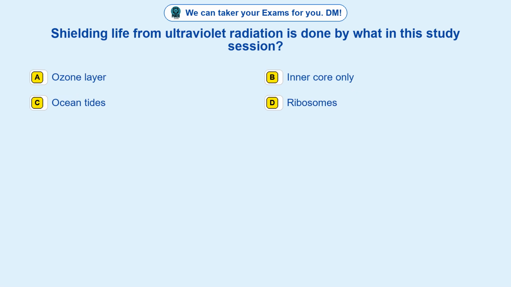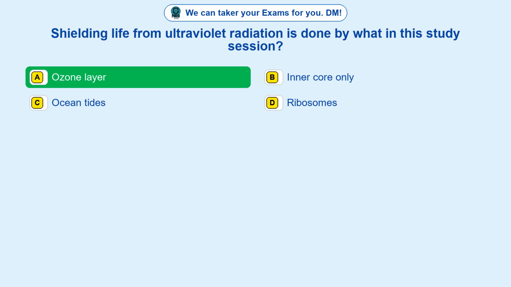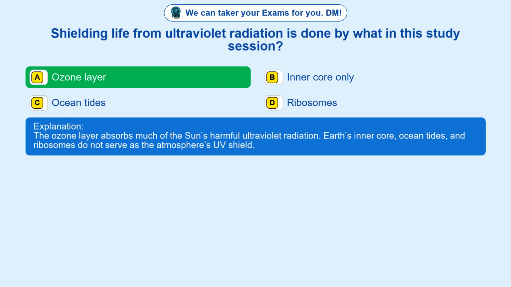Question 97. Shielding life from ultraviolet radiation is done by what in this study session? Option A, ozone layer. Option B, inner core only. Option C, ocean tides. Option D, ribosomes. The correct answer is option A. Ozone layer. The ozone layer absorbs much of the sun's harmful ultraviolet radiation. Earth's inner core, ocean tides, and ribosomes do not serve as the atmosphere's UV shield.